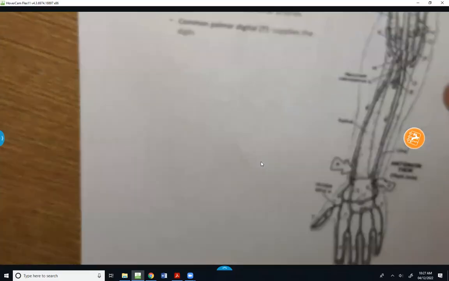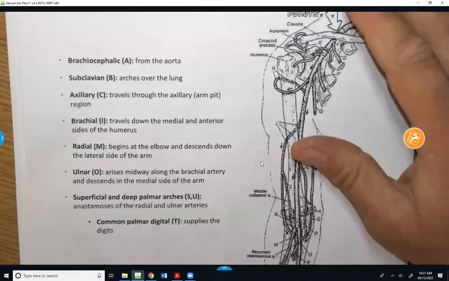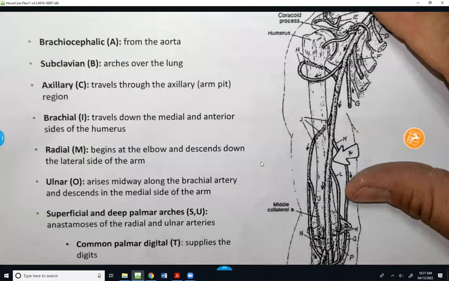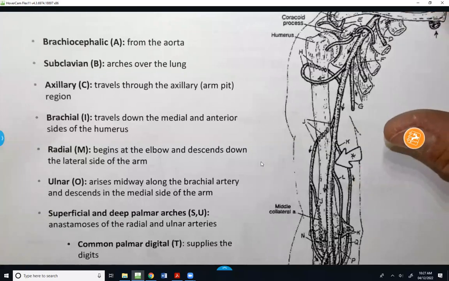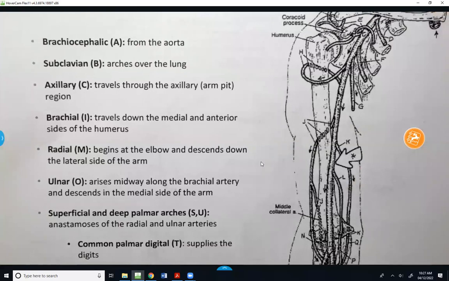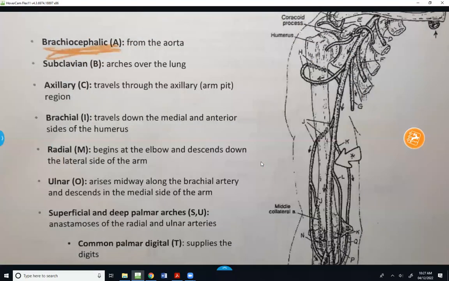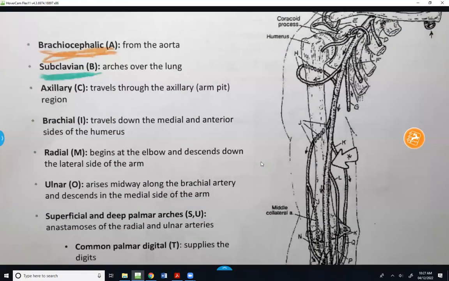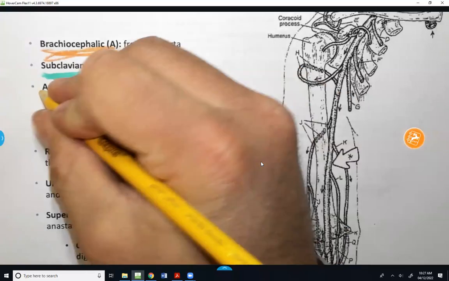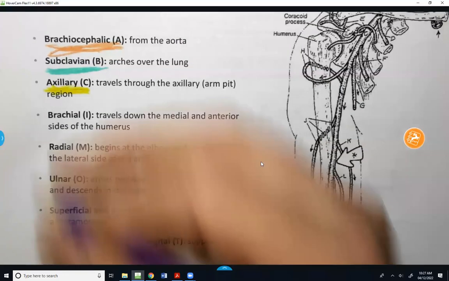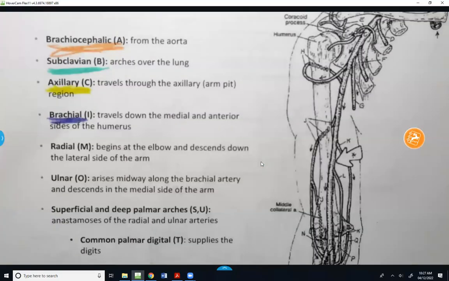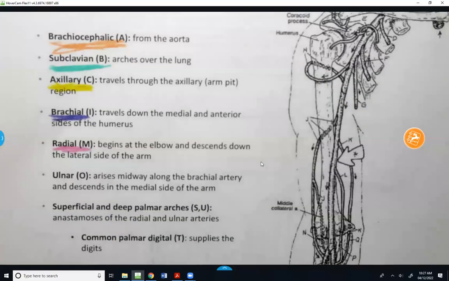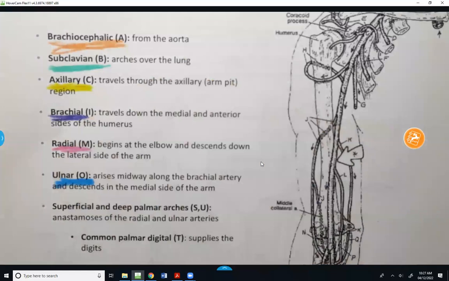All right, moving on to the arms, and then we'll get into the legs, and that should round us out on the arteries. Okay, we have a right arm, so we have a brachiocephalic. If this was a left arm, we just start with the subclavian coming off the aorta. Brachiocephalic, I will color orange. Subclavian, I will color this aqua color. Axillary, we'll go yellow. Purple for the brachial. Pink for the radial. Baby blue for the ulnar.